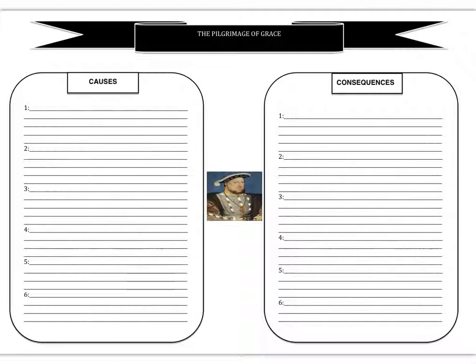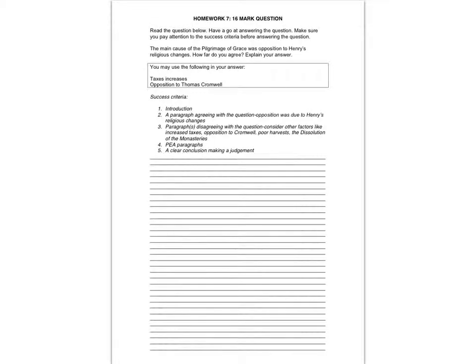Carry them over onto this particular activity, ideally chronologically, and then carry out some source-based work on the Pilgrimage of Grace. Read the question below, have a go at the question. The main cause of the Pilgrimage of Grace was opposition to Henry's religious changes. How far do you agree? Explain your answer. You may use the following, and 2 bullet points provided, and this is a 16-mark question.